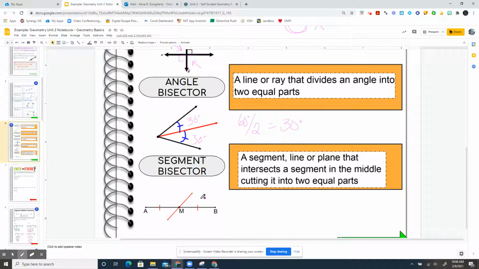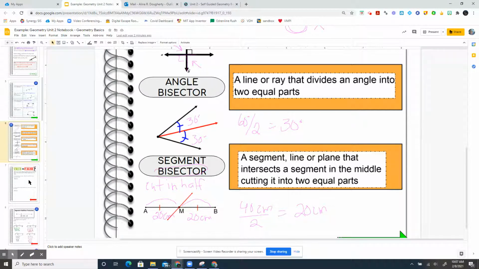And then our line segment bisector down here just means the same thing. So to bisect means to cut in half. So AM, if that is 20 centimeters, then MB is also going to be 20 centimeters. 40 centimeters divided by 2 is going to give me 20 centimeters. Both of those sides of the segment bisector are exactly the same. M is the midpoint, just like both of these angles are exactly the same because that red ray has divided the black angle into 2 equal segments. Bisect, to cut in half.